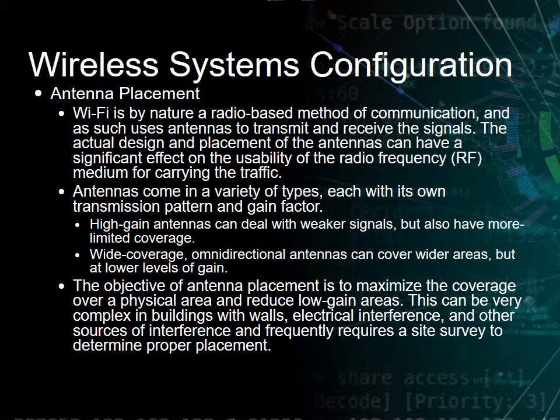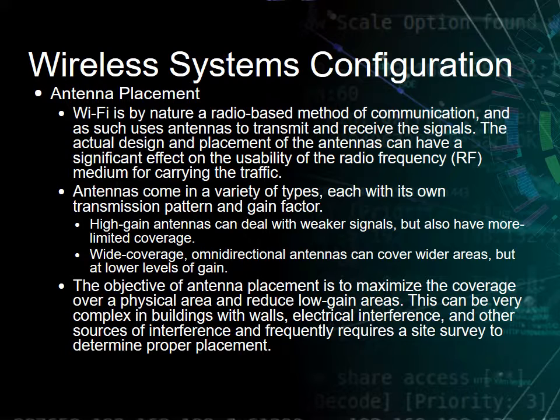So antennas come in a variety of types, each with its own transmission pattern and gain factors. High gain antennas can deal with weaker signals, but they have more limited coverage. And then wide coverage omnidirectional antennas can cover wider areas but have a lower level of gain. The objective of antenna placement is to maximize the coverage over a physical area and reduce low gain areas. This can be very complex in buildings with walls and electrical interference, and other sources of interference and frequencies require a site survey to determine proper placement.